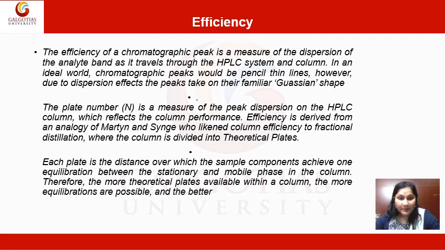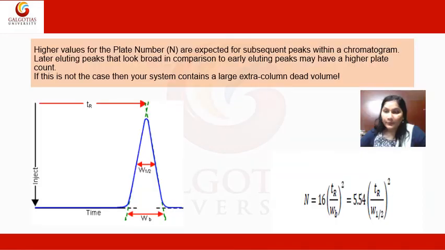The plate number, capital N, is a measure of the peak dispersion on the HPLC column, which reflects the column performance. Efficiency is derived from an analogy by Martin and Synge, who linked column efficiency to fractional distillation, where the column is divided into theoretical plates. Each plate is the distance over which the sample components achieve one equilibration between the stationary and the mobile phase in the column. Therefore, the more hypothetical plates available within the column, the more equilibrations are possible, and then we will get better resolution of our components.